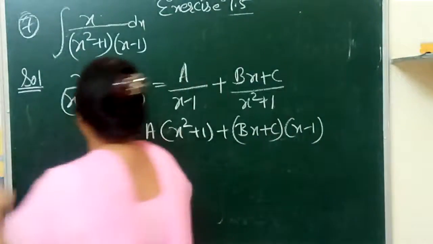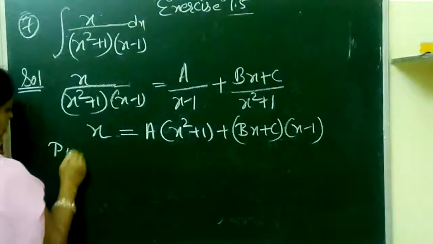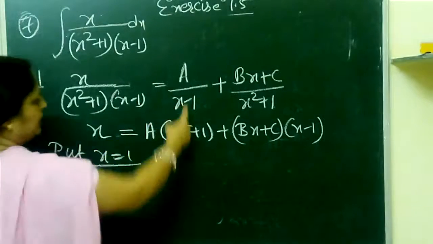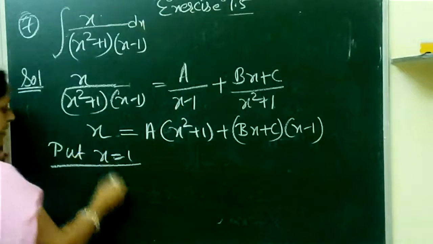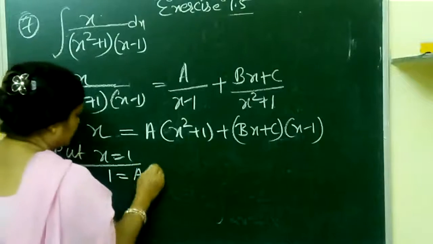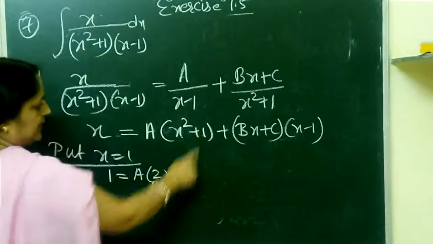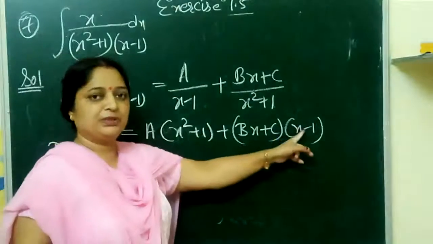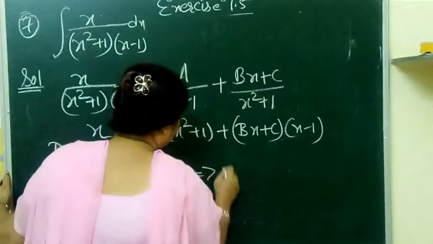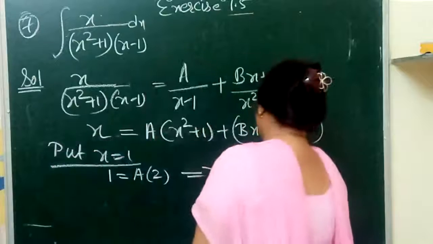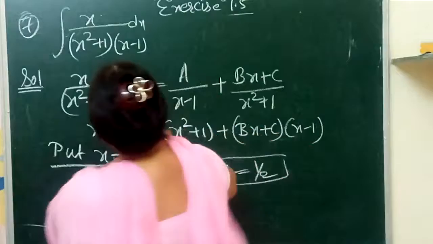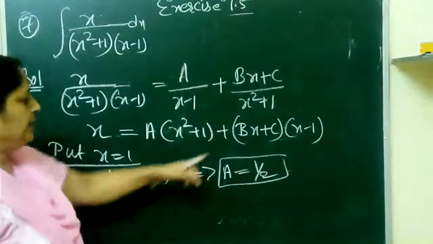After that we will find the value of a. So put x equal to 1. After putting x equal to 1, what will come here? It will come 1 into a into 2, that is 1 plus 1, and when we put 1 here, this term will come 0. So what is the value of a? The value of a is coming here half. This is the value of a. Now our target is to find the value of b.